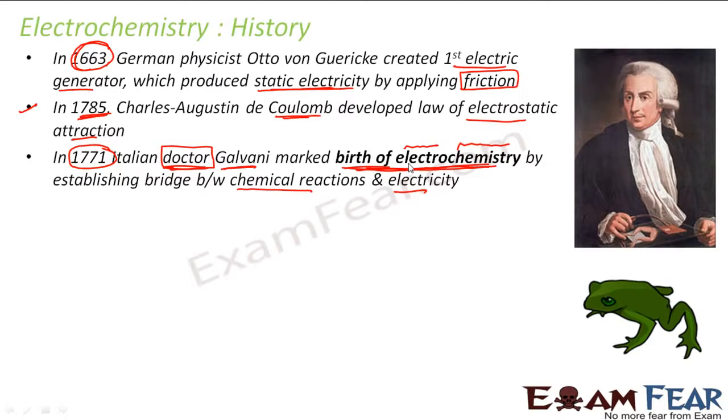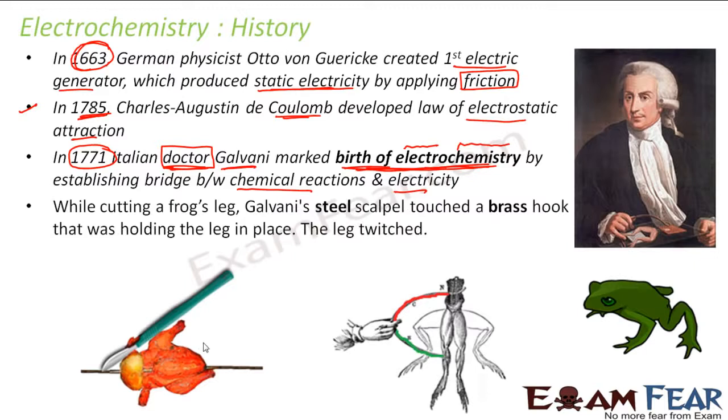How did he do that? He did that incidentally. One fine day, Galvani was cutting a frog's leg, which he was trying to eat, and he was using a steel scalpel. This steel scalpel touched the brass hook, and this brass hook was holding the leg piece. This can happen when you eat a frog, which is generally held on a brass hook, when you try to cut it with a steel scalpel.